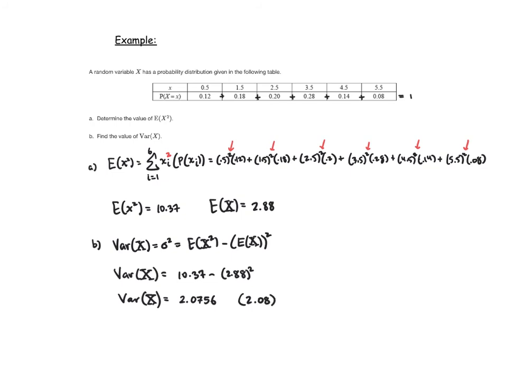There you have it. That's how you use this probability distribution table in order to find the expected value of x squared, as well as the variance of x. Let's look at one more example for today. All right, exam style question. Probability distribution of a discrete random variable x is given by the following table, where capital N and P are both constants. Part A says to find the value of P.